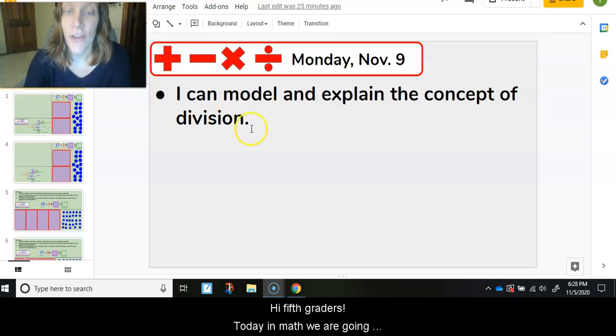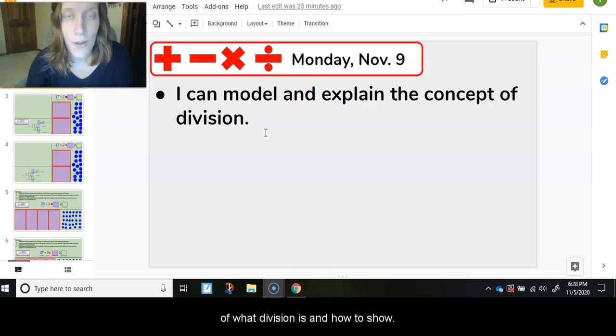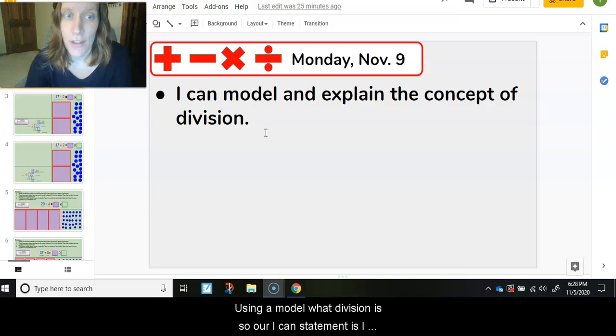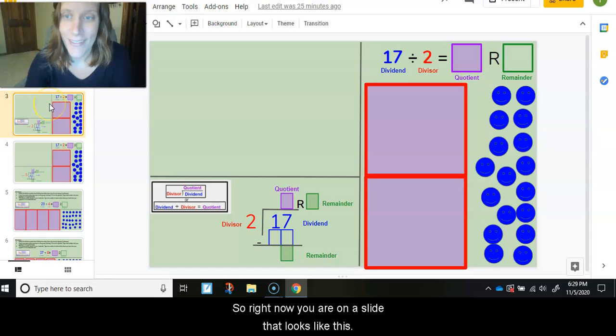Hi, fifth graders. Today in math, we are going to review our concept of division, so our understanding of what division is and how to show using a model what division is. So our I can statement is, I can model and explain the concept of division. So right now you are on a slide that looks like this.